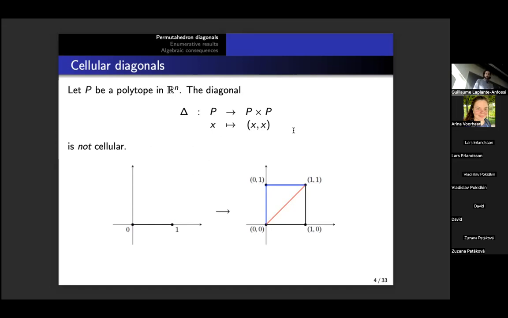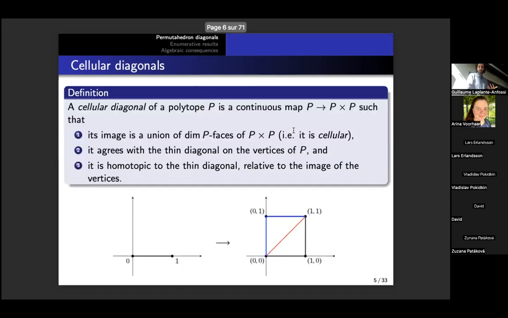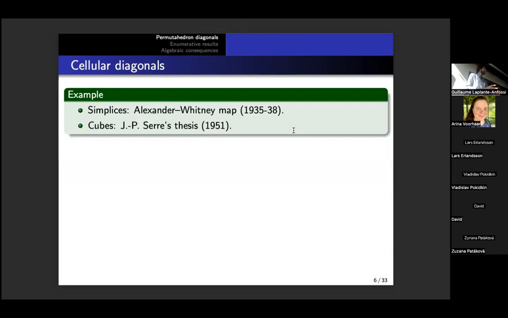So what we're looking for is a cellular approximation to this diagonal. So for instance, we will be interested in deforming the red line into the blue line so that it is a union of faces in the product of the interval itself. This is actually a very old problem, and it's very important in algebraic topology because it is essential to defining the cup product in singular and cubical cohomology.